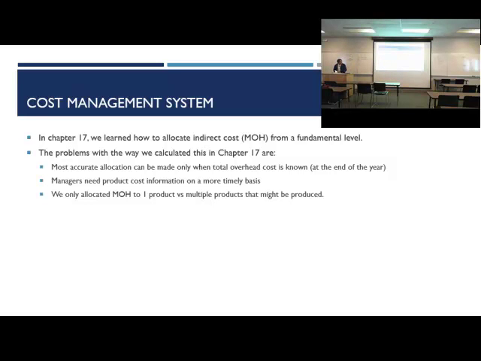Managers need product cost information more timely. So if I'm going to make a decision about how products are done or how products are incurred, I need to have that done sooner than later. Okay? We only allocate MO to one product versus multiple products that might be produced.